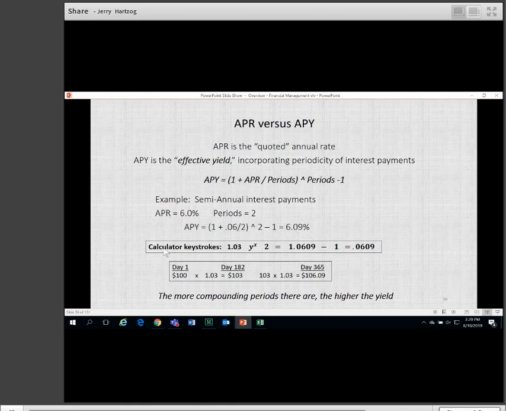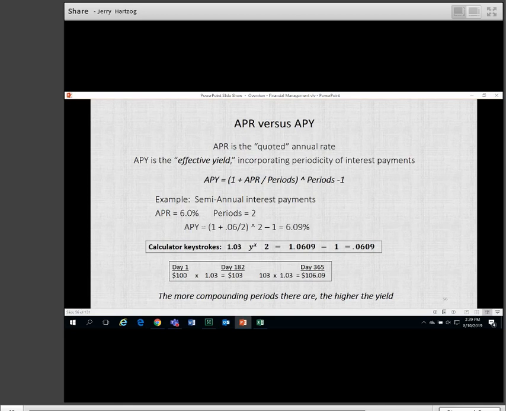Now, what are the actual keystrokes you're going to use? First thing you'll enter in the calculator is 1.03. That is 1 plus 0.06 divided by 2. Then you hit the Y to the X key, which is right above the 9. You enter 2, hit the equal sign. The answer will pop up as 1.0609. You hit minus 1 equals 0.0609. So those are the exact keystrokes you want to follow.